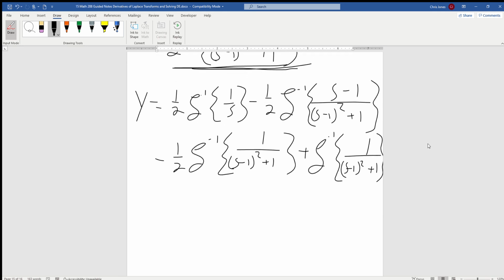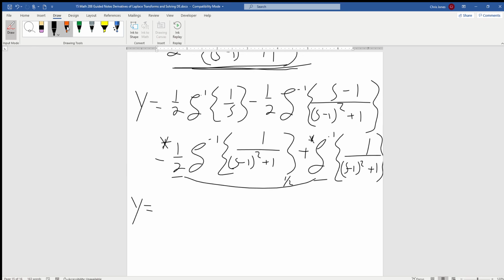Now I want you to notice that this term and this term are like terms. So we actually have a negative 1/2 and we have a positive 1. So that's just going to turn into a half. And right before we do this, we can also do the translation theorem. So we're going to combine these, and we're going to get a half out of those two.